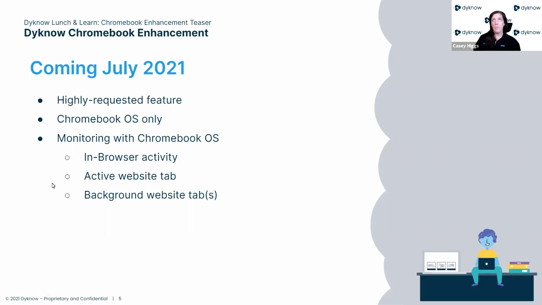So each operating system that Dyknow supports, that's Chromebook, Windows, and Mac, each of those operating systems is different, and each certainly has their own advantages. Well, frankly, we feel the need to focus on Chromebooks first with this feature because we feel the need is greater there. Windows and Mac devices already allow teachers to see the entire desktop or the entire browser view on student Windows and Macs.